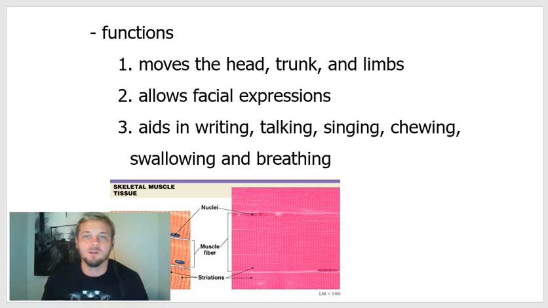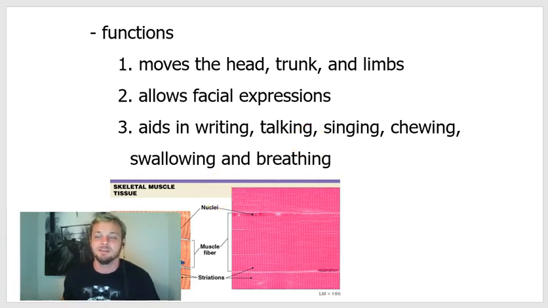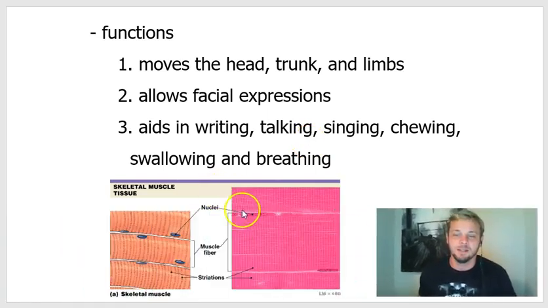So again, what does your skeletal muscle do? It helps you move your head, trunk, limbs, basically your entire body. It's also important in writing, talking, singing, chewing, swallowing, breathing, lots of different things that your skeletal muscle does. And here again, you can see those striations really well, more than one nucleus on the cell.